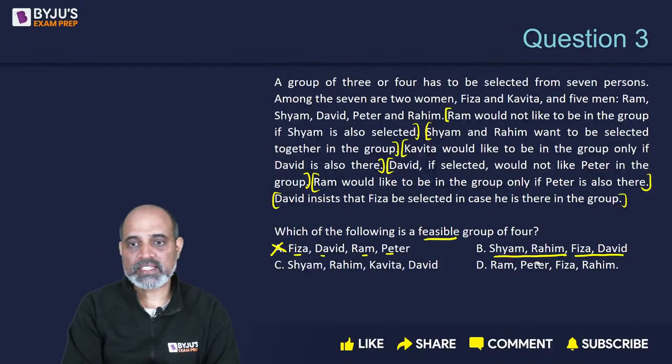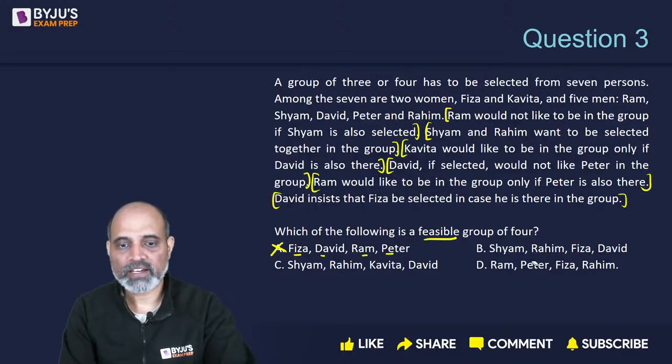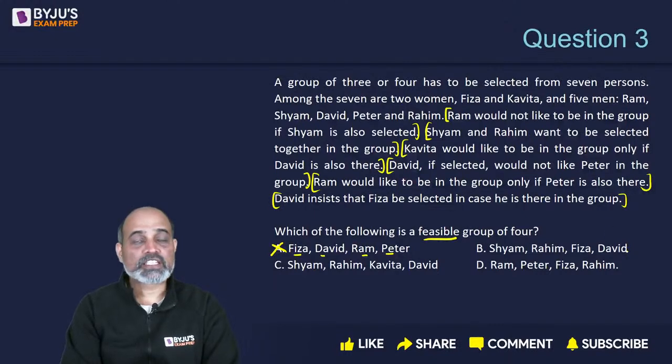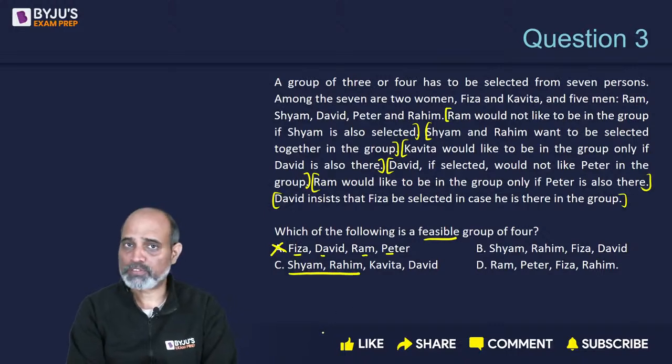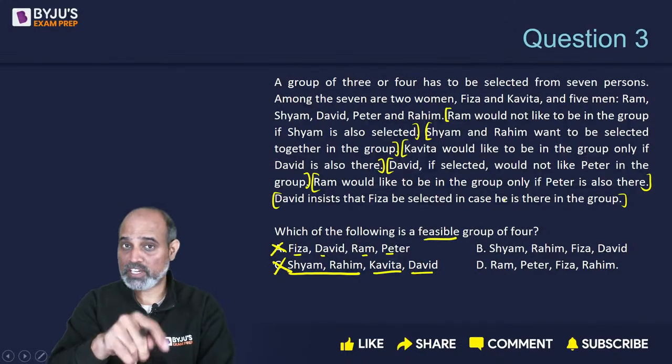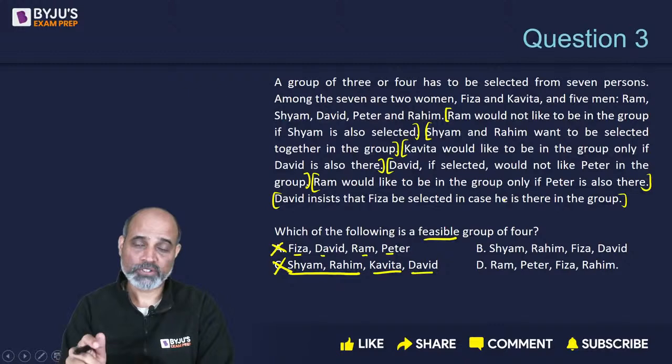But as you can see, Shyam and Rahim, Fiza and David, Kavita is missing here, right? So let's check another one. Option C says Shyam and Rahim. Perfect. Next we have, if David is there, then Kavita would like to be in the group only if David is there, right? But Fiza is missing. So as of now, B may be the answer. We are checking if there are other possibilities also or not.